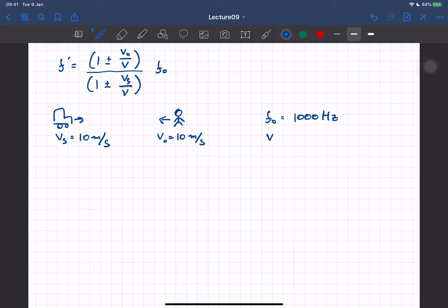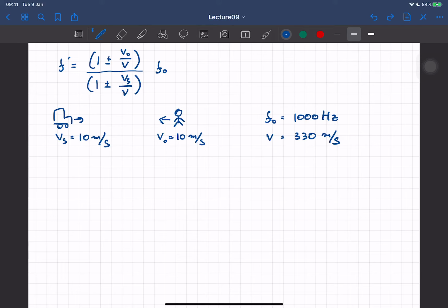And the sound velocity, let's say, is 330 meters per second, right? So if you have a problem like this, and you are asked to calculate what is the frequency heard by the observer, right? In this case, both the source and the observer are moving. So you have to look at the formula. The hardest part is to figure out what is the correct sign, okay?